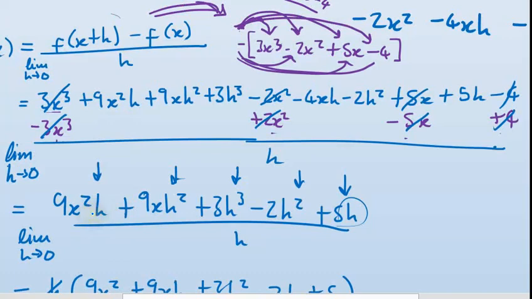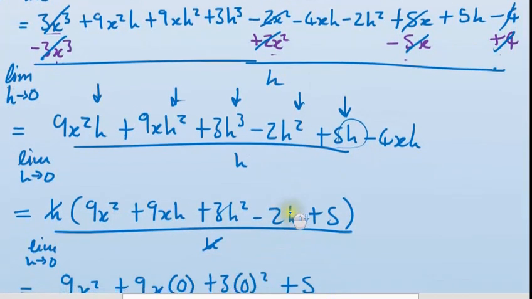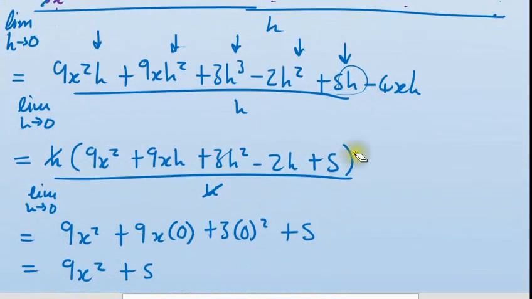9x squared h, 9x squared h, 9xh squared, 9xh squared, 3h cubed, 3h cubed, minus 4xh, not here, minus 2h squared, not here. Okay, minus 2h squared is here, plus 5h, minus 4x, not here. So just put minus 4xh here. That's the one that was missing the whole time. So when we were factorizing, it was supposed to be inside, minus 4x, right?